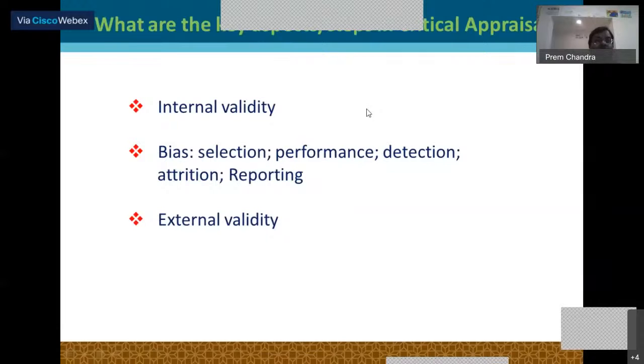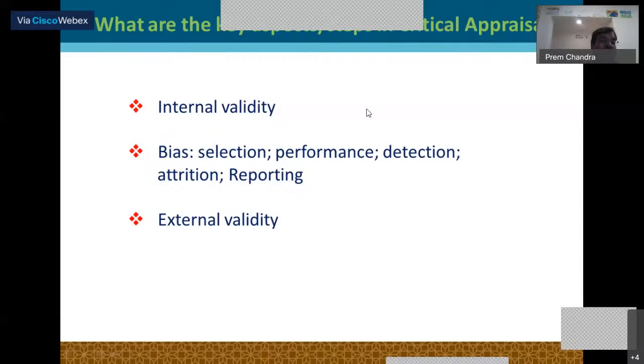So now, what are the main key components under the critical appraisal? Basically, there are three components which we look for when we do a critical appraisal. We look for internal validity, we look for biases, and we look for external validity. I'm not going to discuss in detail the different types of biases that we have called performance bias, detection bias, attrition bias, reporting bias. I'm sure that the previous speaker might have spoken in detail about the bias, confounding, and errors. I'm sure you all know the differences between bias, error, and confounding, which significantly impact the study findings.